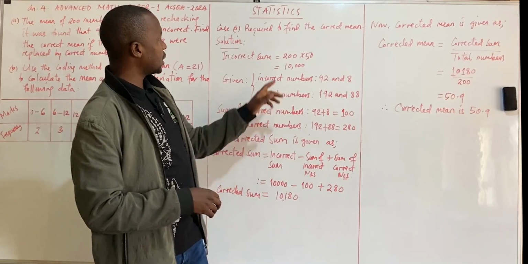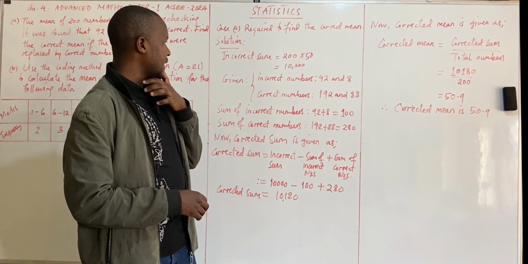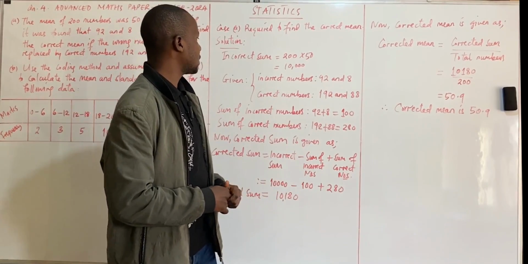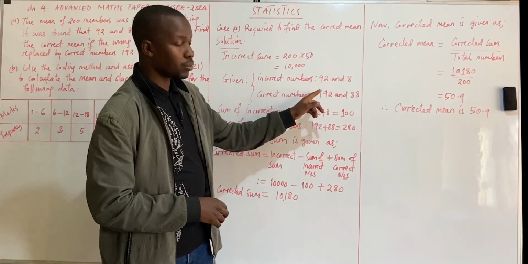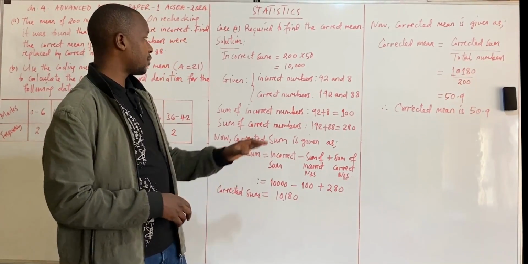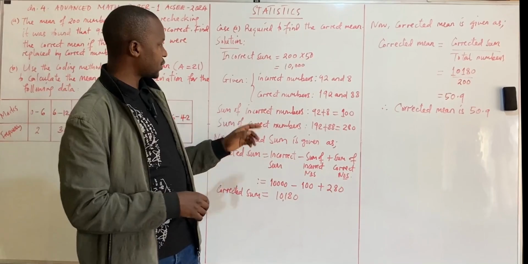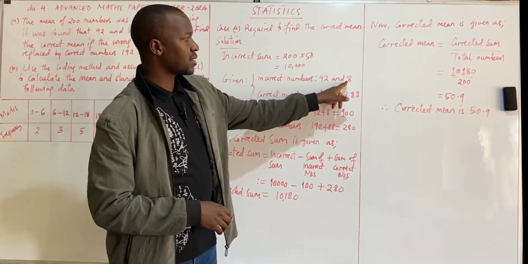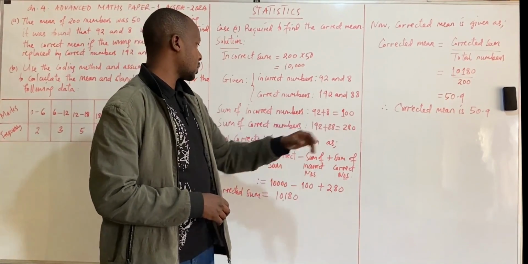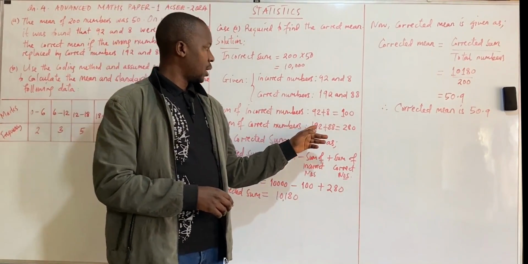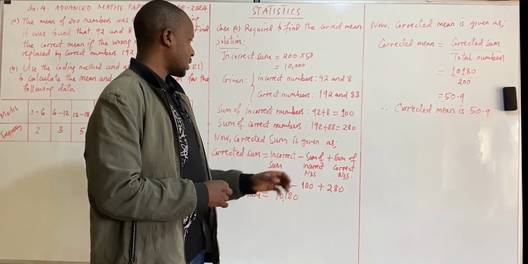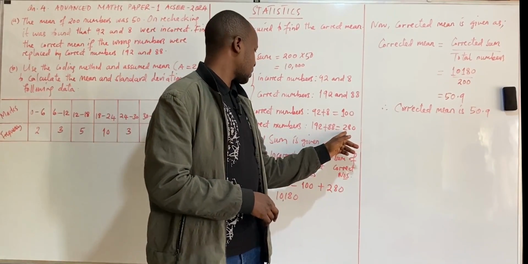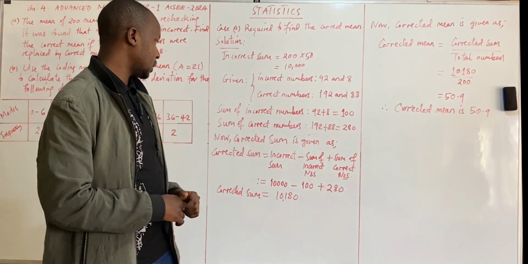Now, after having known the incorrect sum, that is 10,000, we are provided with the information that the incorrect numbers were 92 and 8, and the correct numbers were 192 and 88. From these, we need to know the sum of incorrect numbers. The sum of incorrect numbers is 92 plus 8, which gives 100. For the sum of correct numbers, we add 192 and 88, and here we get 280.